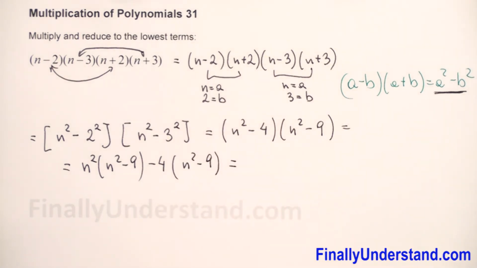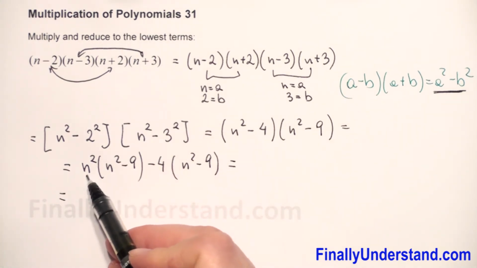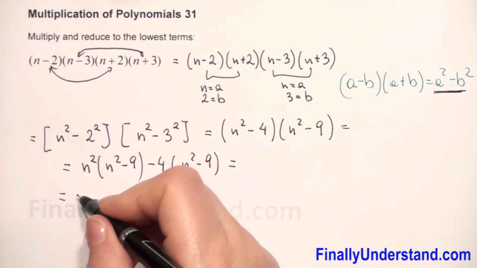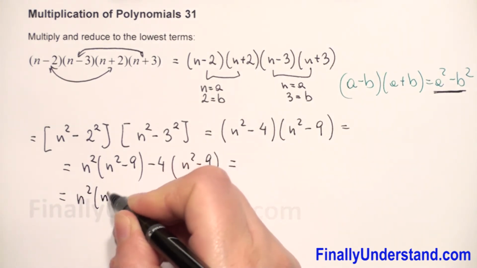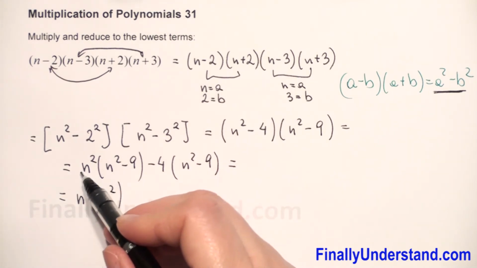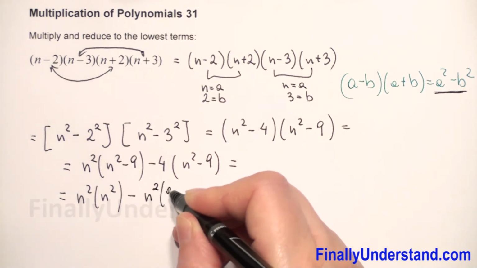Now we have to use the distributive law of multiplication. So first we have to distribute n squared over each term in the polynomial. So we have n squared times n squared. Next we have positive times negative. When we don't have a sign, it's always positive. So positive times negative gives me negative. You have n squared times 9.